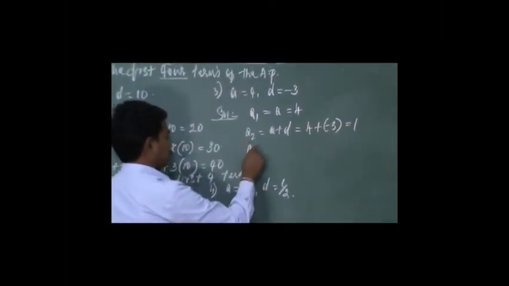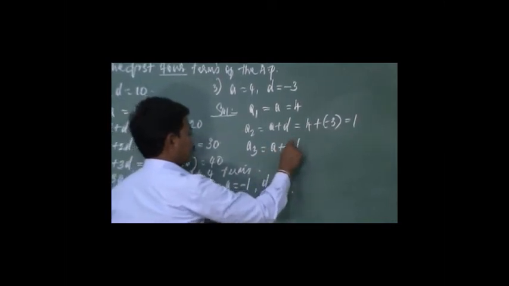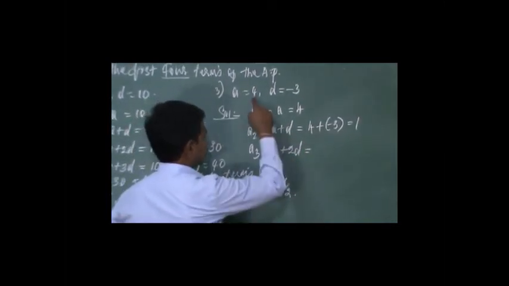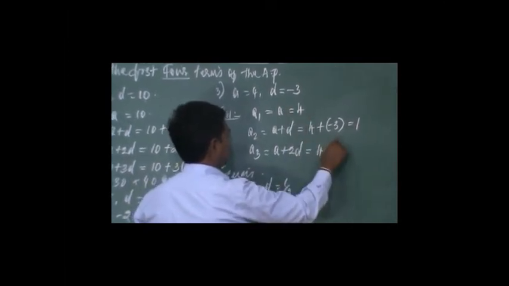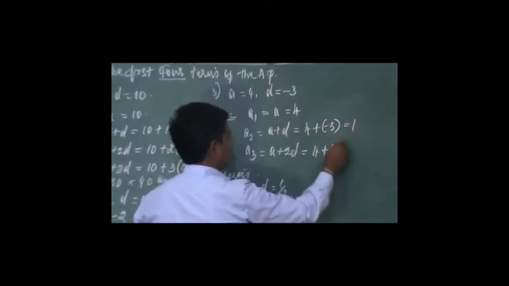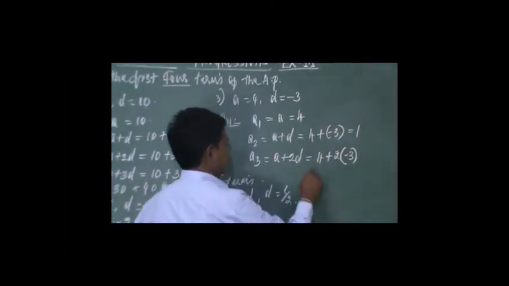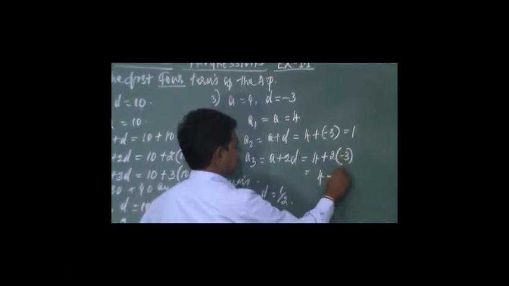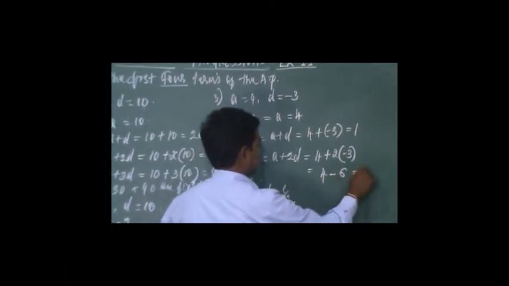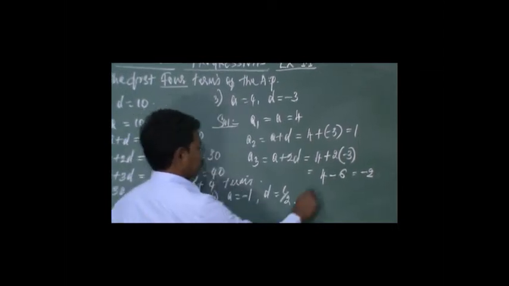So a3 is equal to a plus 2d. So that is 4 plus 2 into d. So 2 into d is -3. So please keep it inside brackets. So it is 4 plus into minus is minus. 2 3s are 6. 4 minus 6 is -2. So that is the third term. We go with the fourth term.